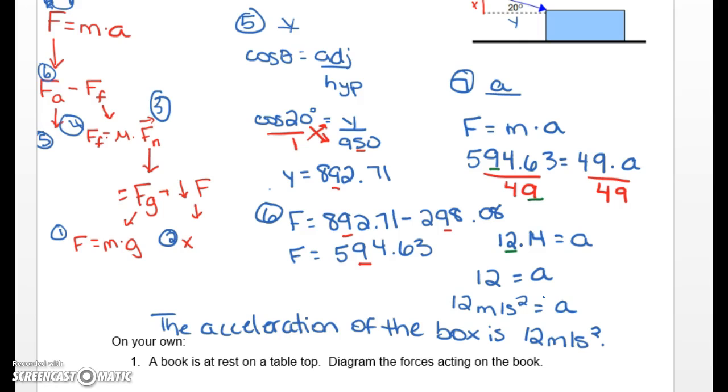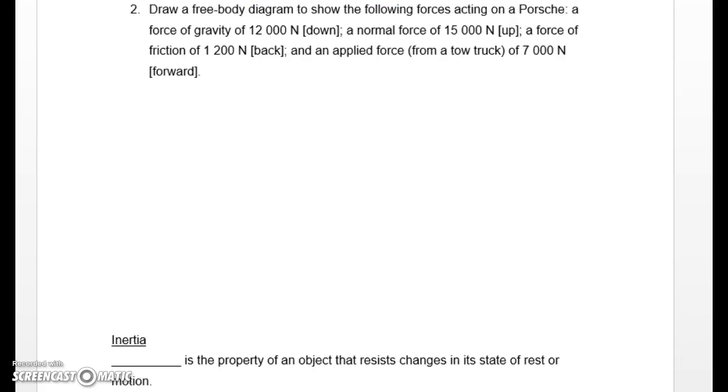As I said, make sure you have a sentence for your answer, and make sure you watch your sig figs. So you guys are more than welcome to move on to the practice on your own, or if you've already done so and are looking for the next section of notes, that is what we are going to move on to.